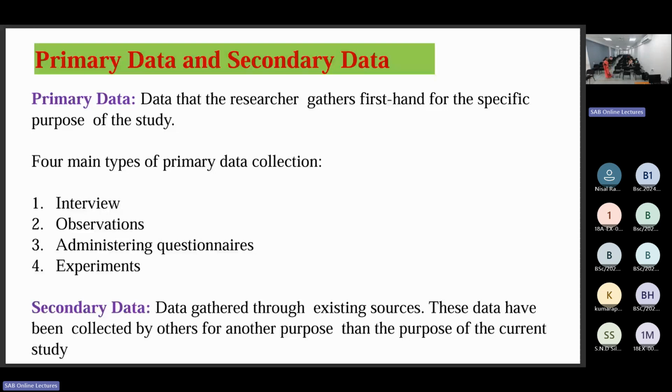So this is our lesson about how we can conduct the interview, how we can collect the observations, how we can share the self-administered questionnaires, and then how we can do an experiment. Okay, so then we will identify the secondary data.